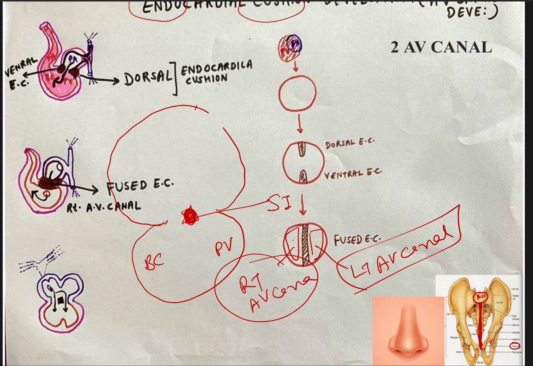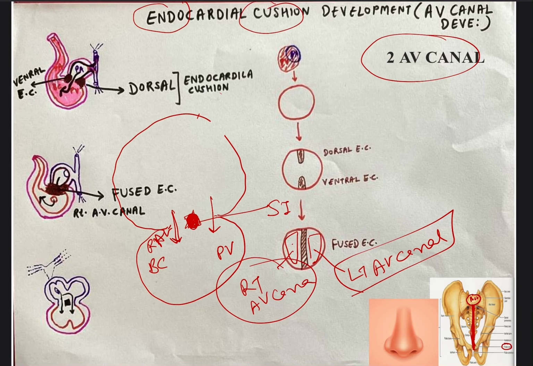Here is our septum intermedium or endocardial cushion. This septum intermedium is now dividing this atrioventricular canal into two parts. This is the right AV canal, and this is the left AV canal. Okay friends, two AV canal formation is done through endocardial cushion development.